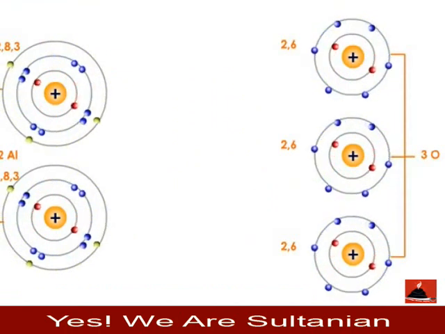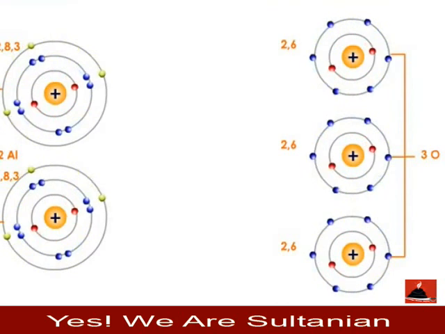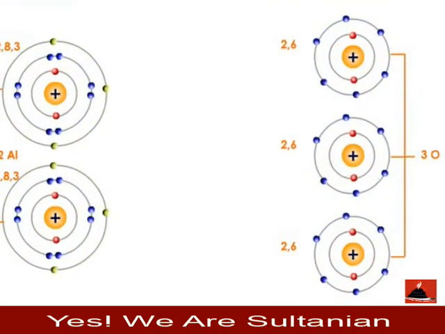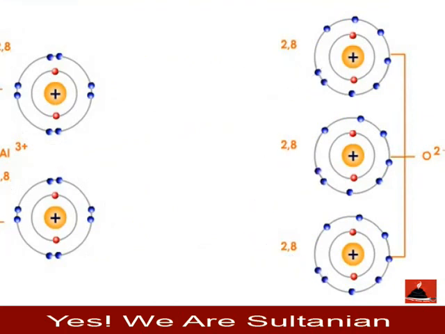Formation of aluminium oxide. Aluminium, whose atomic number is 13, tries to lose its 3 valence electrons to attain the octet state. 2 aluminium atoms lose a total of 6 electrons. Oxygen, whose atomic number is 8, has 6 electrons in the valence shell. It attracts 2 electrons from aluminium and attains the stable octet state. Thus, 3 oxygen atoms attract the 6 electrons lost by 2 aluminium atoms.